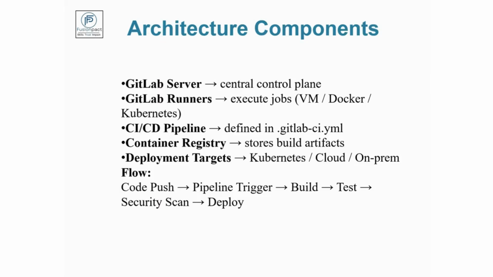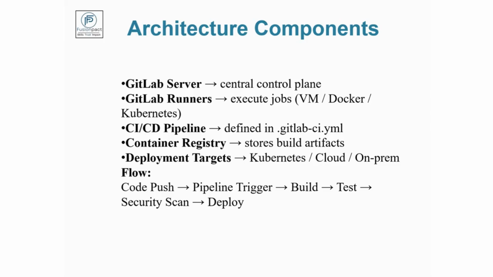Let's see the architecture components. It has five major parts: GitLab server, GitLab runner, CI/CD pipeline, container registry, and deployment target. Let's go one by one. The GitLab server is the brain. It manages code, pipelines, users, and permissions.